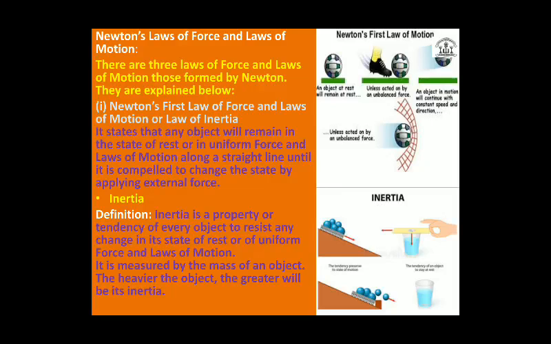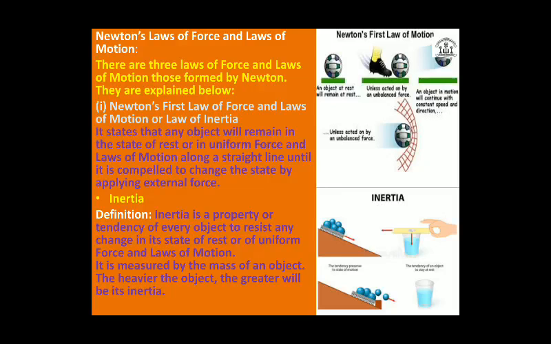Usually, when an object continues in the same state, which means it can be at rest or in uniform motion, that property is called inertia. Inertia is a property where the object will remain at rest or in uniform motion. That is what inertia is. And Newton's first law is also called the law of inertia. It can be called Newton's first law of motion or the law of inertia.